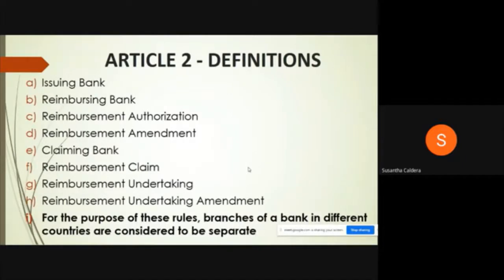Article 2, definitions. There are a few definitions you have to understand. One is issuing bank, reimbursing bank. What is reimbursement authorization? What is reimbursement amendment? Claiming bank, like that. There are a few definitions you have to understand. That is, for the purpose of these rules, branches of a bank in different countries are considered to be separate.